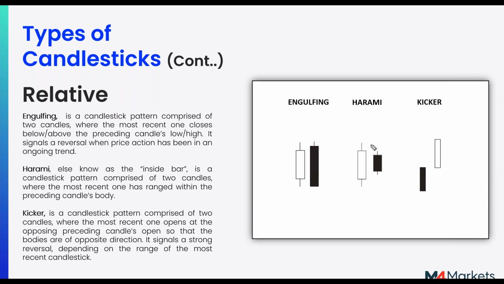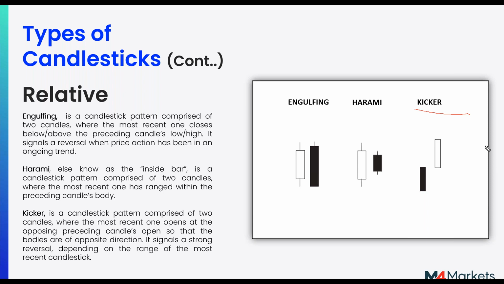The other one is the harami. The harami is the opposite of the engulfing candlestick. It's also known as an inside bar because the current bar, or the signal bar, if you may, is actually within the body of its preceding one. You see that? We're not talking about the low or the high. We're talking about the high or low of the close or the open. And then of course we have the kicker.